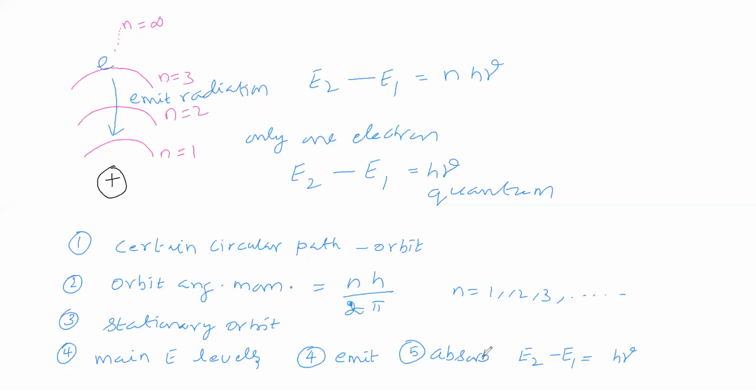Then he explained the hydrogen spectrum. So now we will see the derivation. Then we will go for the hydrogen spectrum explanation. First we will see the radius of the orbit, the derivation for the radius of the orbit.